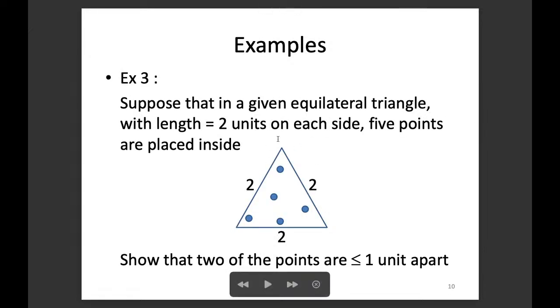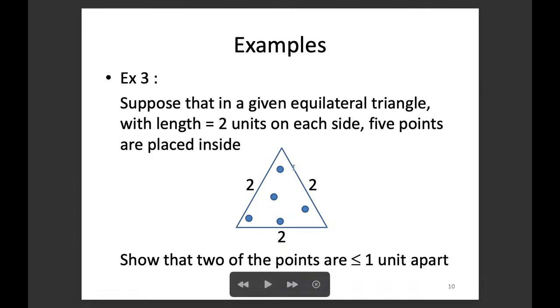And then this one, okay, so let's say we have an equilateral triangle. The size of each side has length 2. And then we are going to put 5 dots inside this equilateral triangle. We claim that we must be able to find two of the points such that the distance is at most 1.